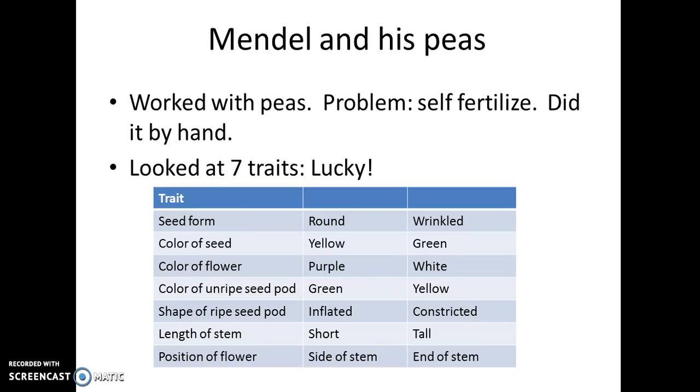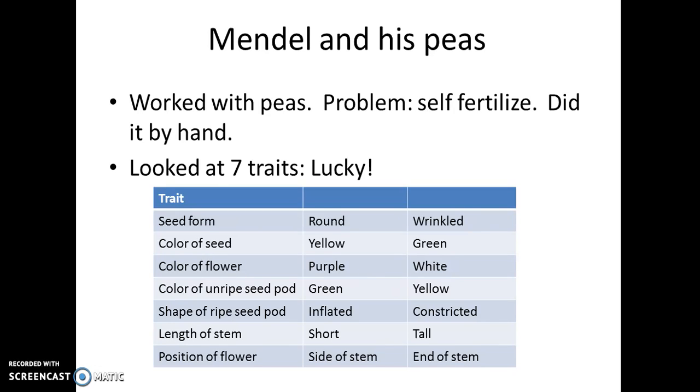The problem is that peas self-fertilize. So he cut off the male parts and he found dead bees, put sticks through them, and he would pollinate the plants by hand. And he looked at 7 traits. We call them the lucky 7 because they were either on different chromosomes or very far apart on chromosomes. He was very lucky that he chose these 7, and write them down here.